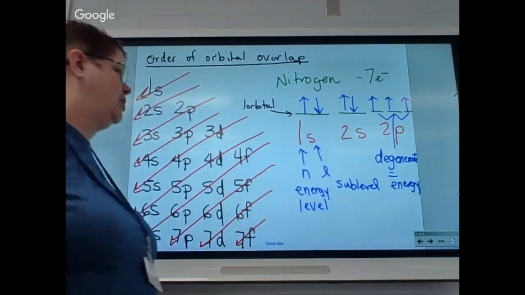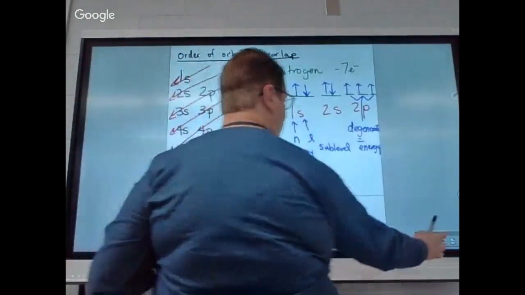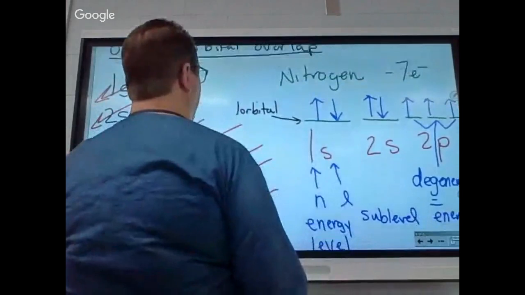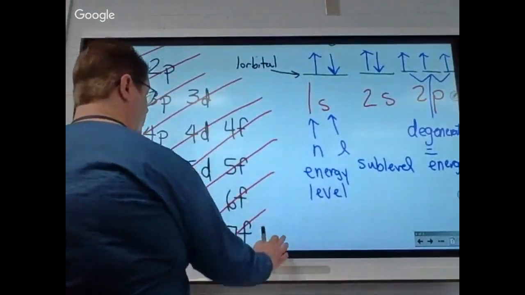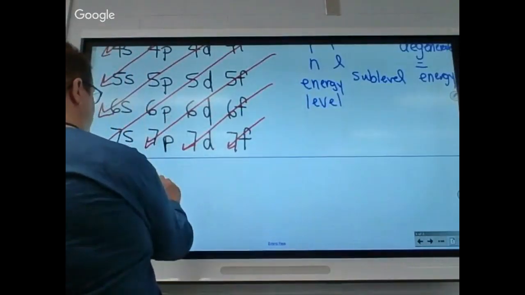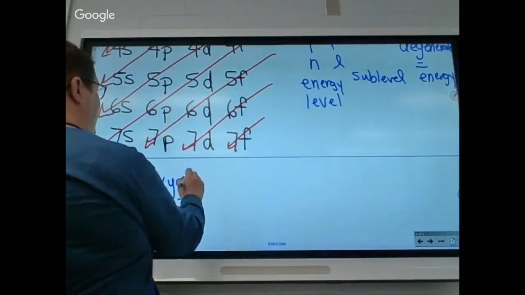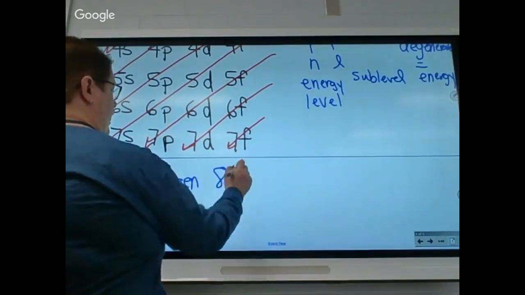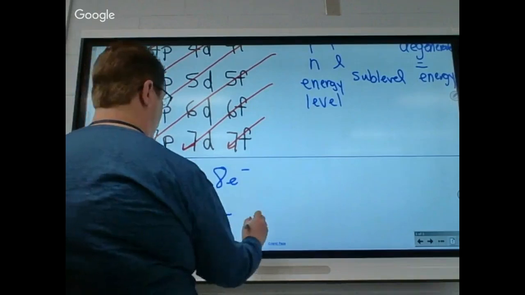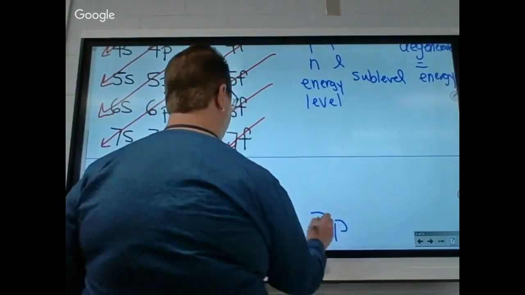Okay, so let's take oxygen for a second. Let me make it a little bigger here for Caleb. So let's take oxygen. Oxygen has 8 electrons. Now draw it back just like we had it: 1s, 2s, 2p.